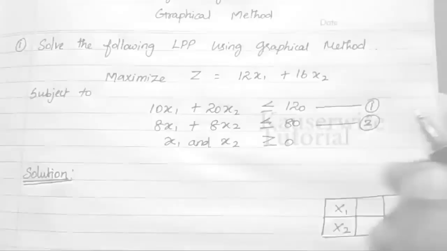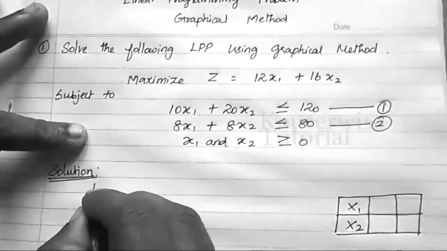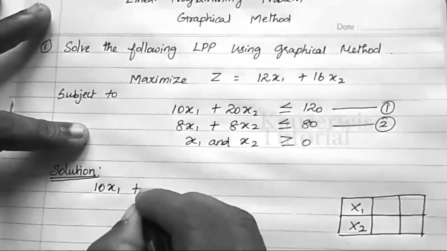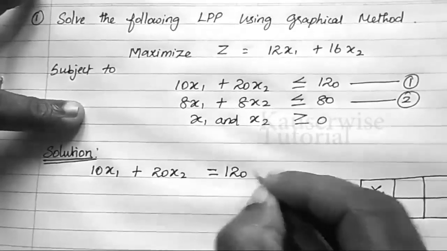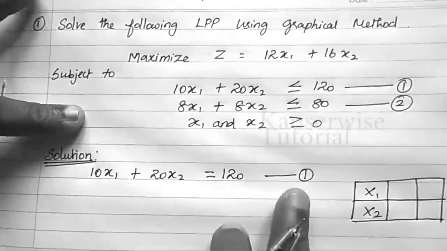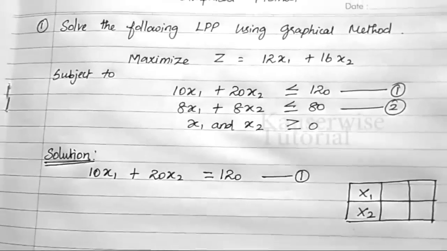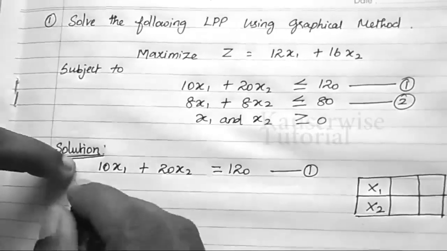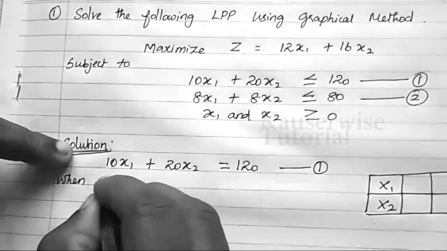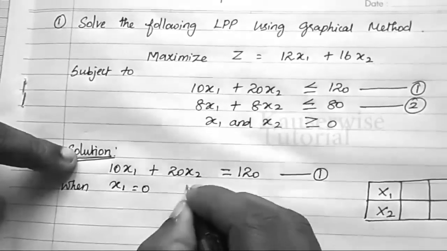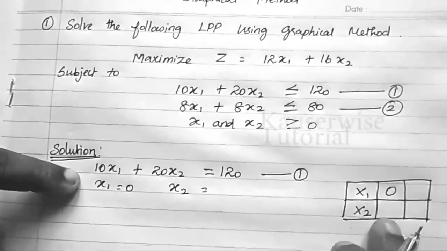So first step is just convert the first constraint into an equation. So write the first one, 10x1 plus 20x2 is equal to 120. So this is the first equation. So now we have to find the value for x1, x2. We need 2 points to plot in the graph sheet. Okay, so first thing you need to take x1 as 0. See, when x1 is equal to 0, what is the value for x2?